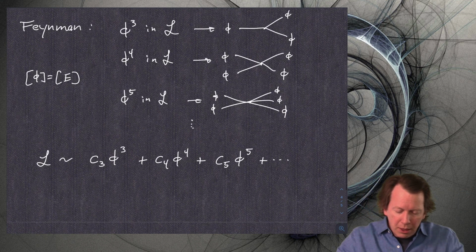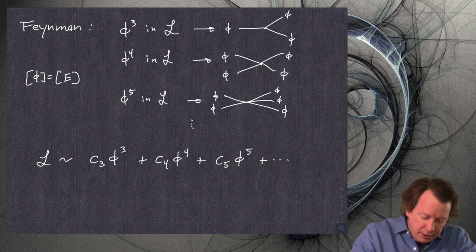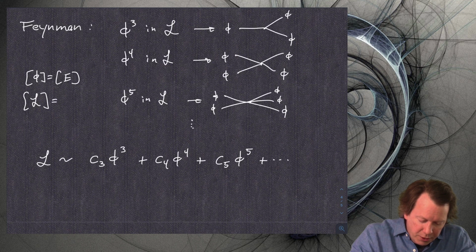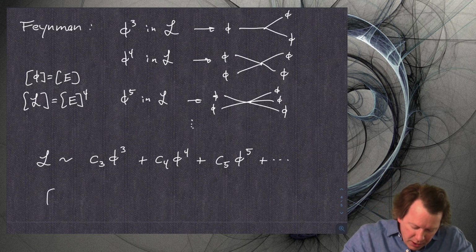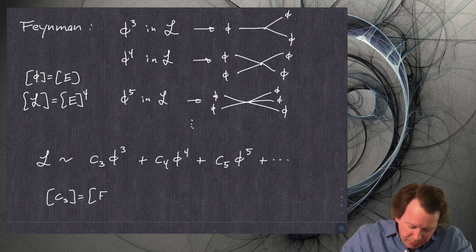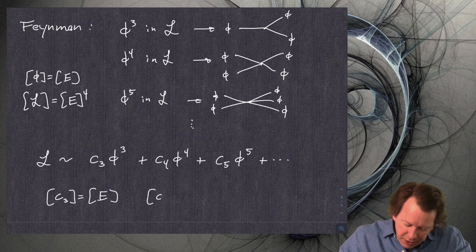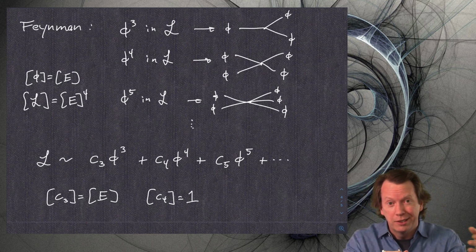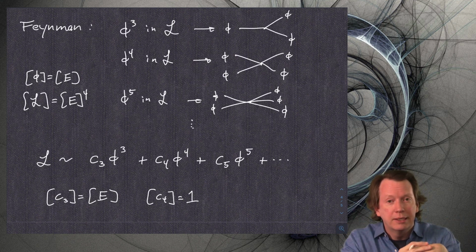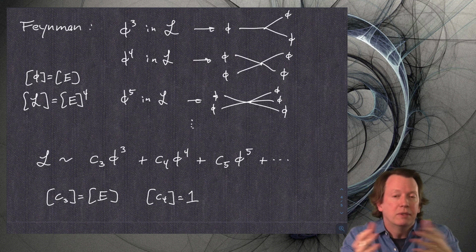Well, because of this fact that we want the Lagrangian, Lagrange density, to have units of energy to the fourth, we know that these different coupling constants need to have different units. The dimensions of C3 better be the dimensions of energy. The dimensions of C4, well, it's dimensionless, so we just write 1. This is a true number. Remember we did the fine structure constant. That's just a number. The fine structure constant doesn't have dimensions. 1 over 137. It's just a number.